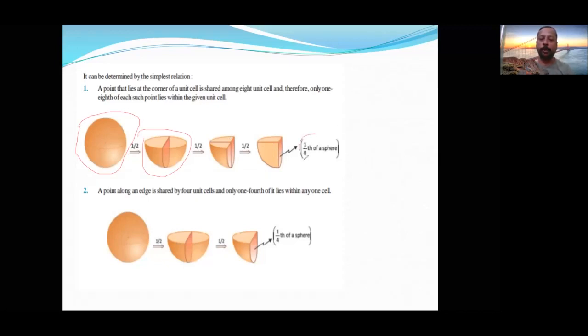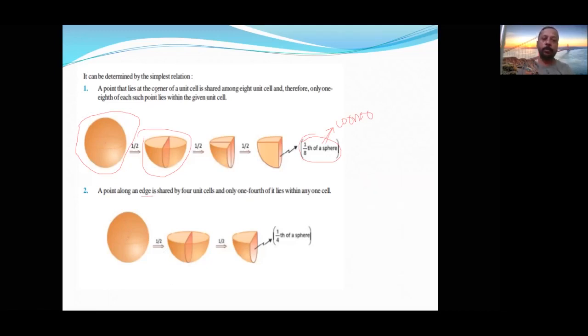Now this is what lies in each and every crystal. Each and every crystal contains only this part if it is a corner. Very difficult to understand, that's why this diagram will help you a lot. This is about the contribution of corner. Corner contribution is how much? 1 by 8.